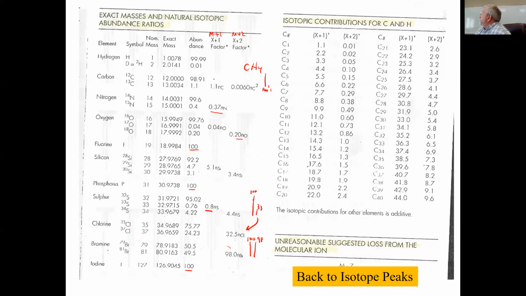Oh, by the way, carbons. This is another table over here on the right that's kind of useful. If you have one carbon, it's going to add 1.1 to the M plus 1 peak. If you have 9, you're going to add 9.9. And you can go pretty high. And at some point, if you have enough carbons, you might start seeing some contribution to the M plus 2. It's all about probability.